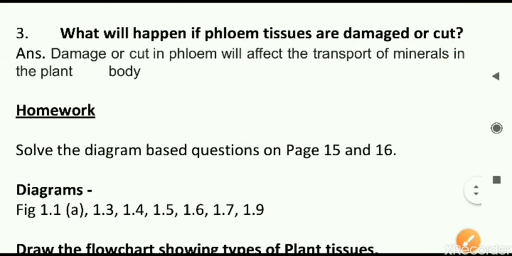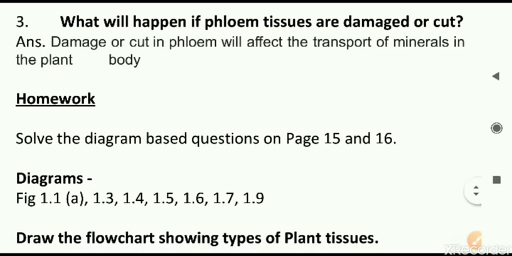Now we have the homework for you. These all answers you have done. Some homework is there. You have to solve the diagram based questions on page 15 and 16. The diagrams are simple. You can refer to the same diagrams which have been drawn in the chapter. Inside the chapter you can see and refer there and solve it easily.